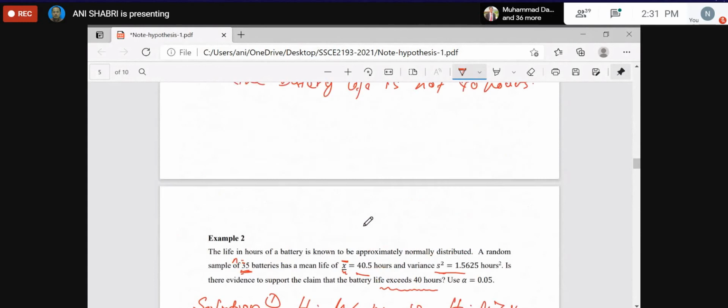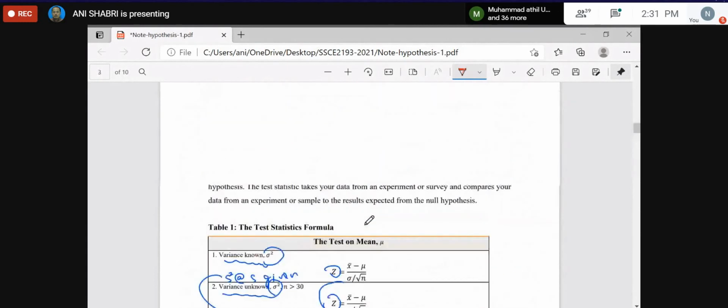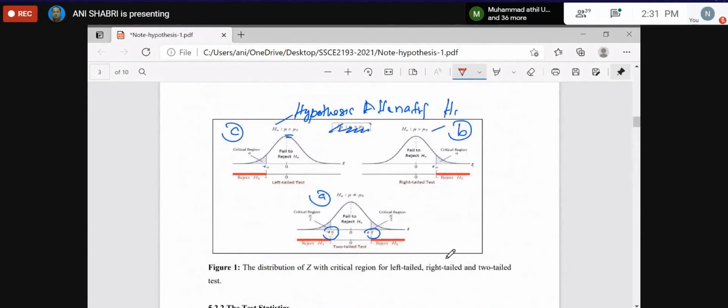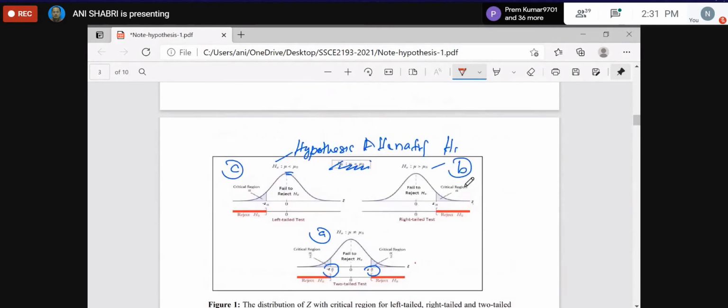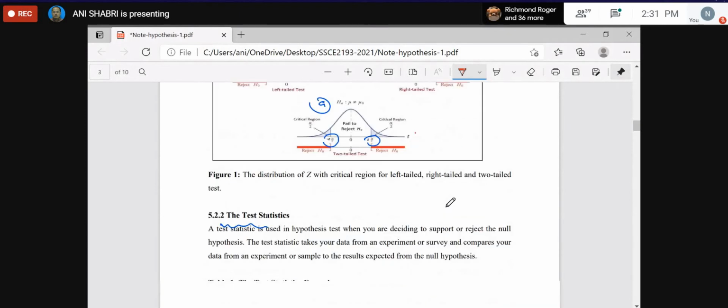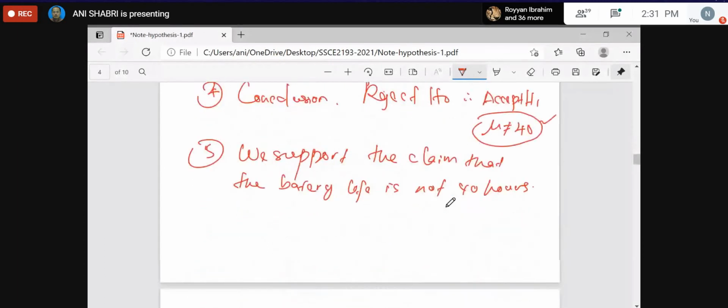Which region? Number A, number B, or number C? B. Number B, because the alternative is greater than. If you see number B, alpha does not need to be divided by 2. We just use the original alpha.